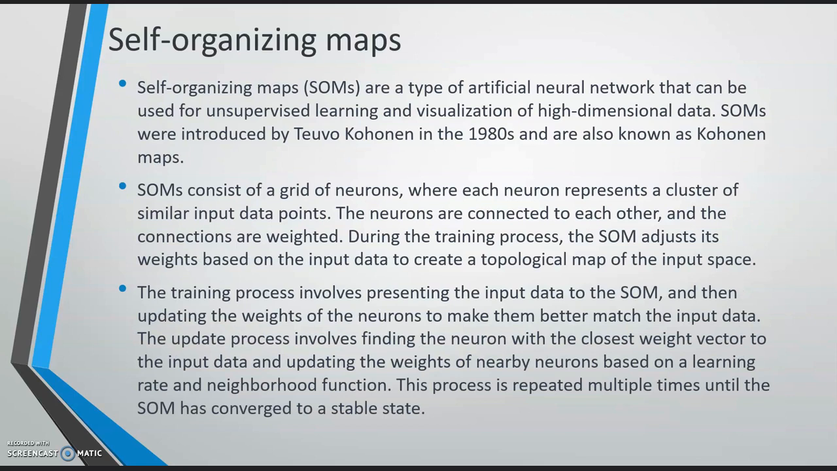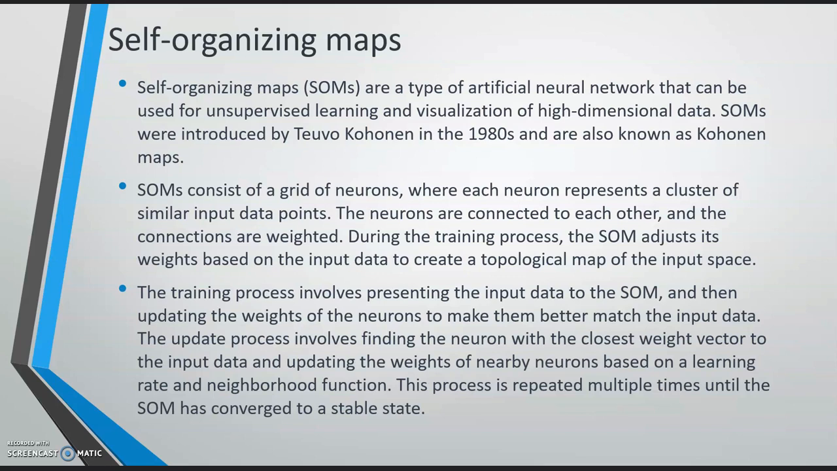Next is self-organizing maps, or SOM. They are a type of artificial neural network that can be used for unsupervised learning and visualization of high dimensional data. SOMs were introduced by Teuvo Kohonen in 1980 and are also known as Kohonen maps. A SOM consists of a grid of neurons where each neuron represents a cluster of similar input data points. The neurons are connected to each other and the connections are weighted.